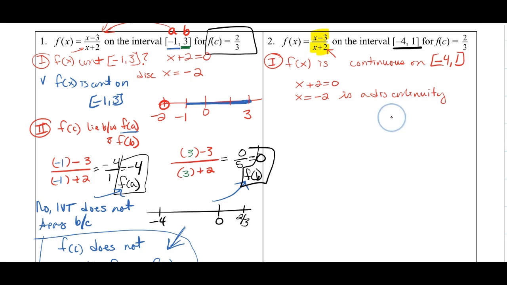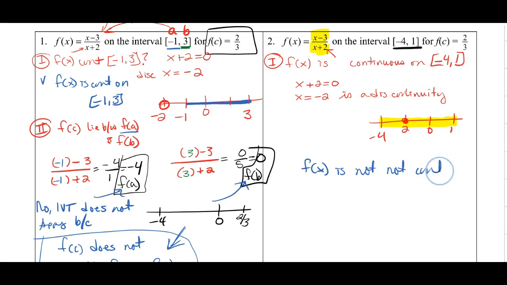Does negative 2 fall between negative 4 and 1? Yes, it does. Here's my negative 2. Here's my interval from negative 4 to 1. Therefore, my function is not continuous. f of x is not continuous on negative 4 to 1. Therefore, IVT does not apply.